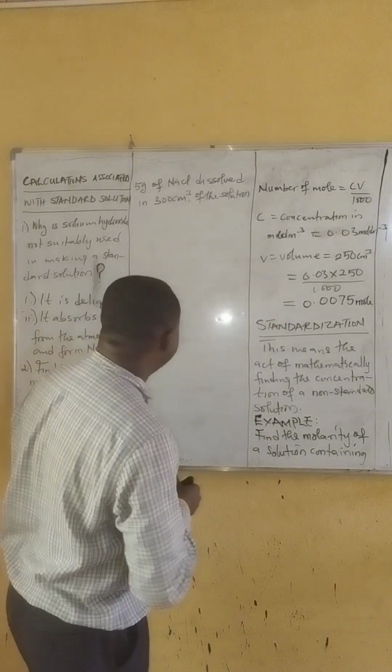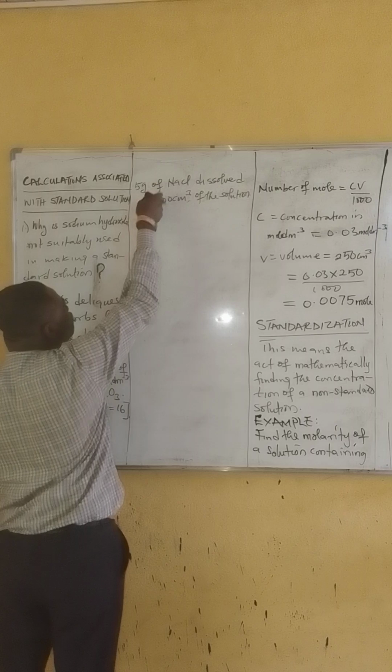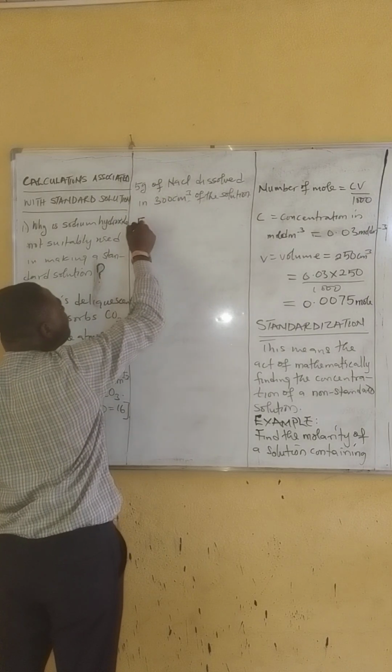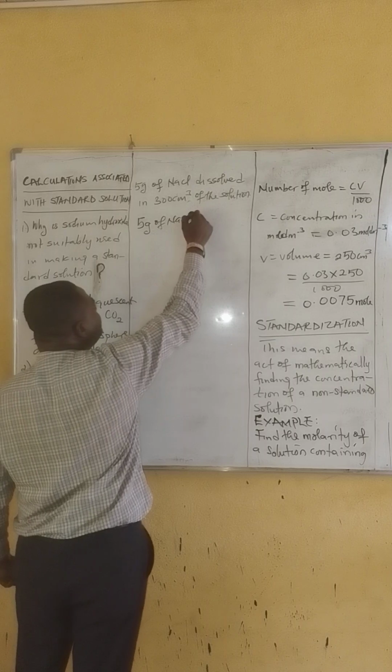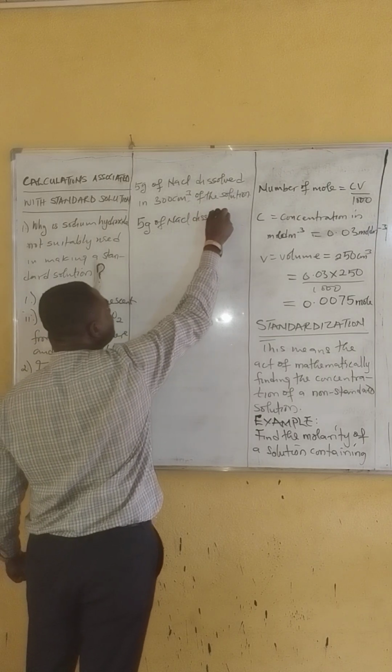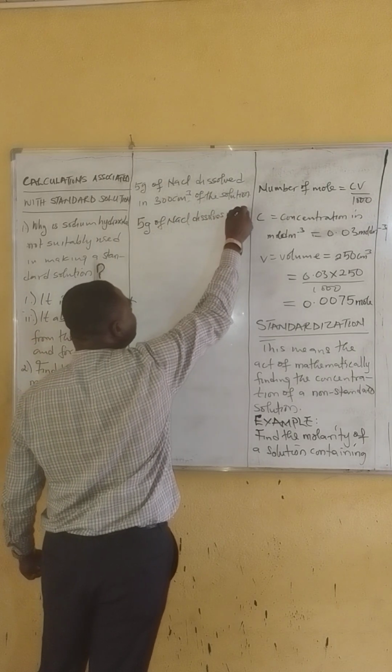So to standardize it, you will now interpret what we have here. You will say 5 grams of NaCl dissolves in 300 cm³.